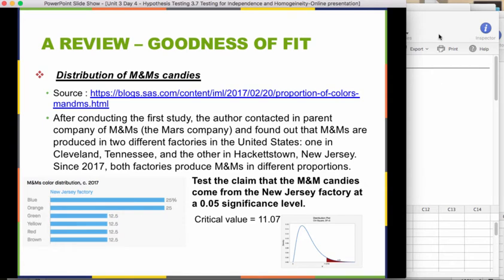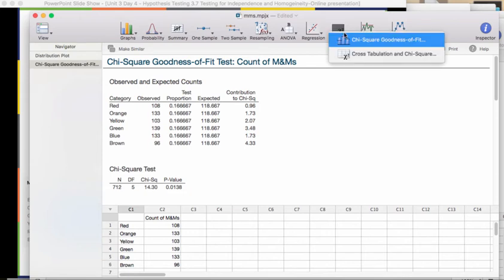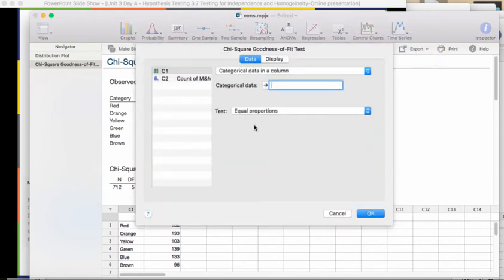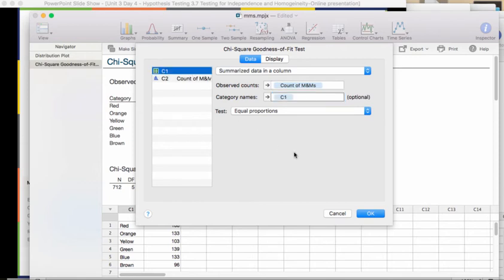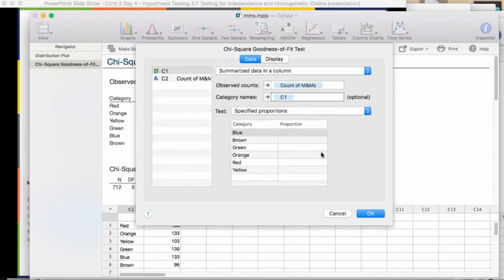So we're going to go back to Minitab. So I'm going to switch windows. And this was from the last test, but we're going to run it again. And let's see, we're going to go to Tables, chi-squared goodness of fit. And it's going to ask us the same questions. We do still have to change the summarized data in a column. Observed is in column 2. Category names is in column 1. Our test is not now equal proportions, it's going to be specified proportions.